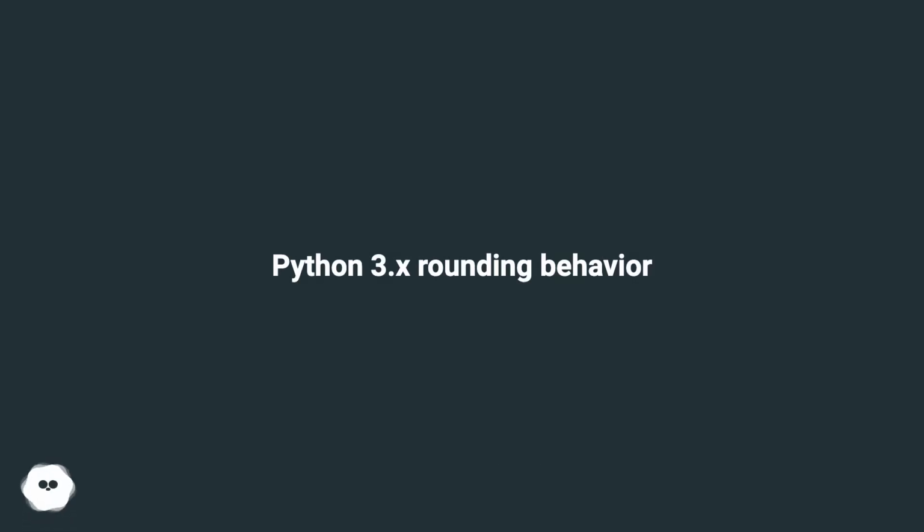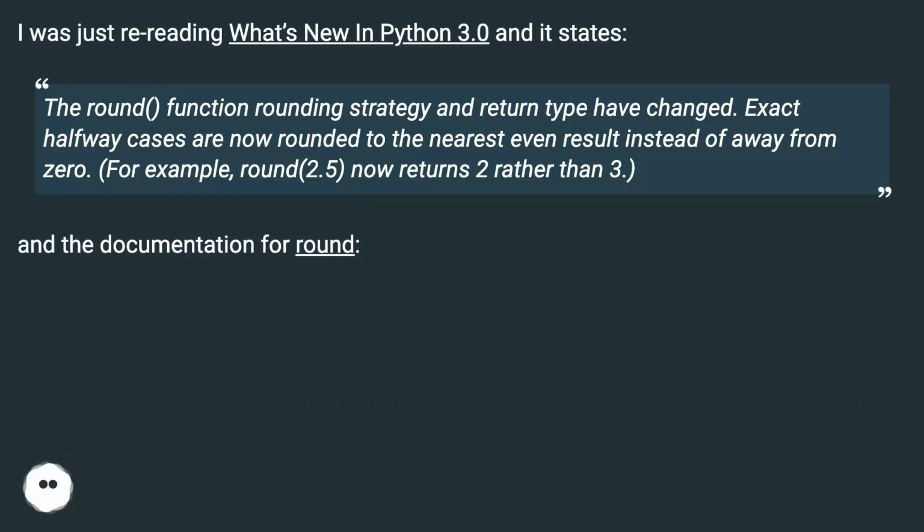Python 3.x rounding behavior. I was just rereading what's new in Python 3.0 and it states, the round function rounding strategy and return type have changed. Exact halfway cases are now rounded to the nearest even result instead of away from 0. For example, round(2.5) now returns 2 rather than 3.